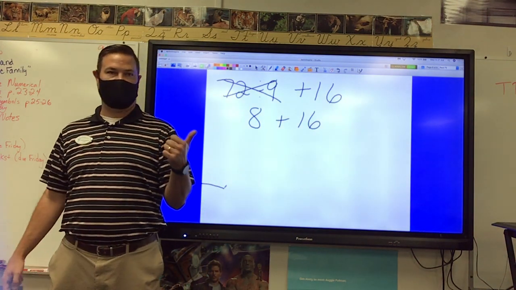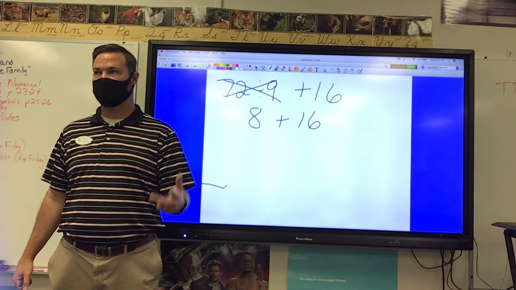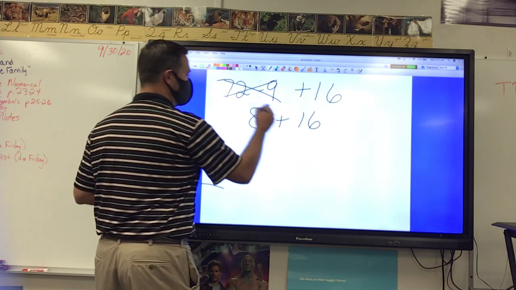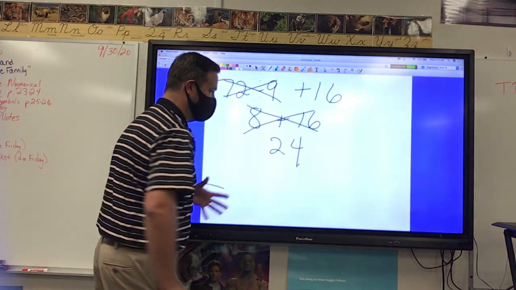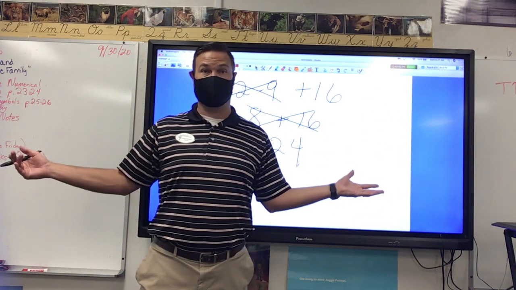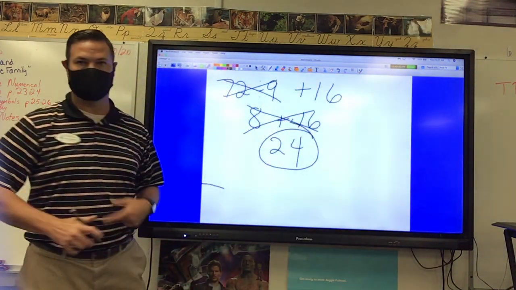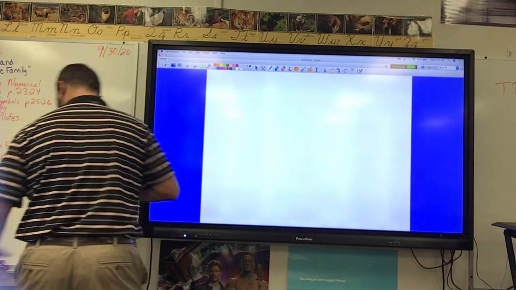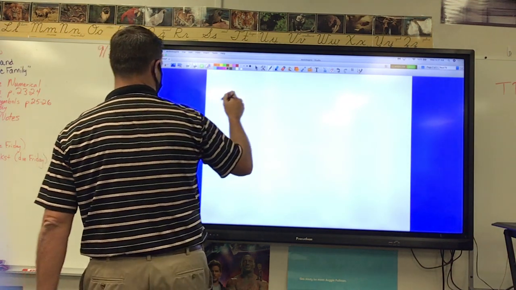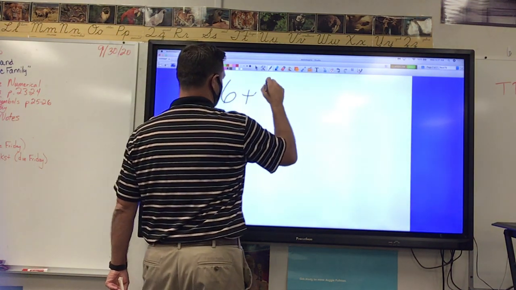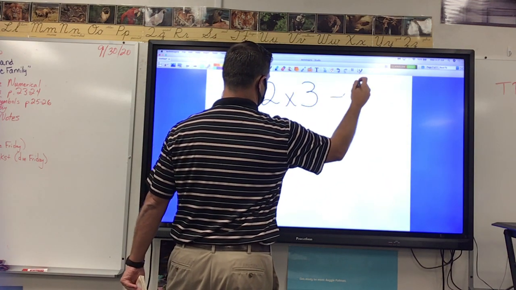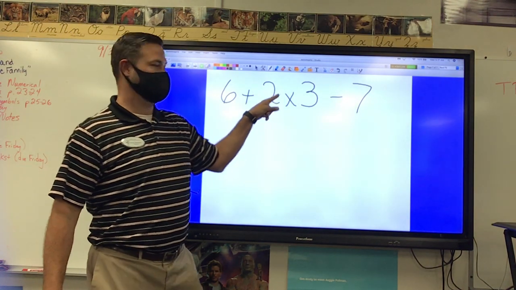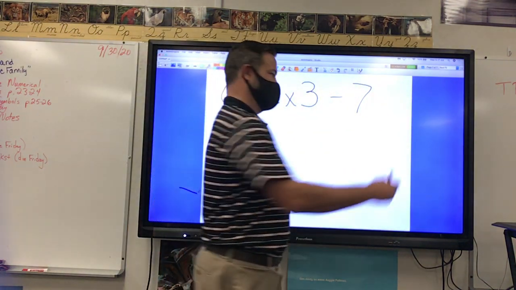Do I have any more multiplying or dividing? No. Do I have any adding or subtracting? Yes. 8 plus 16 is 24. Cross it out, write your answer, rewrite the rest of the problem. I have nothing else, right? There's your answer. Okay? You have to do these in order. It's amazing how many people try to do these in order, but the wrong way. For example, if I gave something like this, it's amazing how many people go, 6 plus 2 is 8, times 3 is 24, minus 7 is 17.